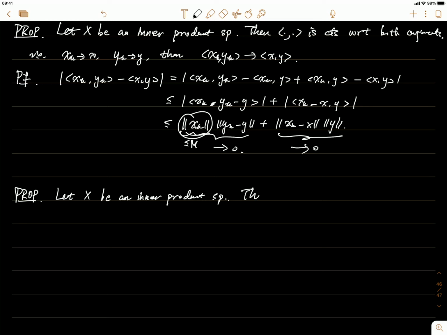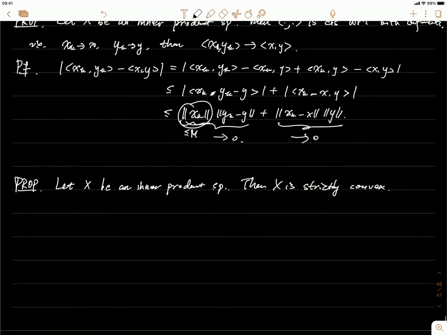Okay, then X is strictly convex. So remember to show this by the definition of strictly convex space. We know that for any x and y with norm 1, if they're different, then we should be able to show that the norm of lambda x plus 1 minus lambda y is less than 1, right? This is the definition. We want to show that this is less than 1, where the norm of x is equal to the norm of y equals 1, and x and y are different.